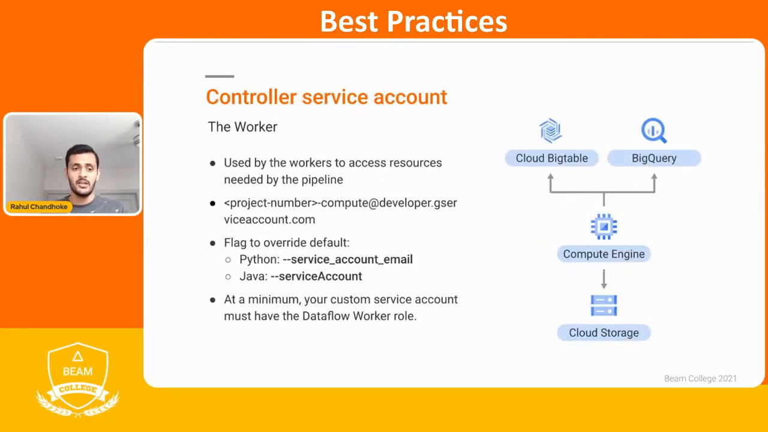The next service account is called the controller service account, right? This is the service account that is assigned to the VMs or workers, and it does the reading of data and the writing of data to the sinks and all of that work. By default, it uses the Compute Engine default service account, which is there in every Google Cloud project. But you also have the ability to specify it while launching your job, using pipeline options, to use a custom service account of your own in place of the controller service account.